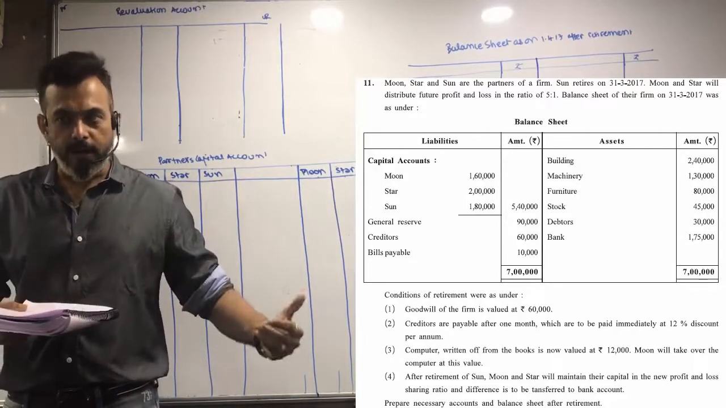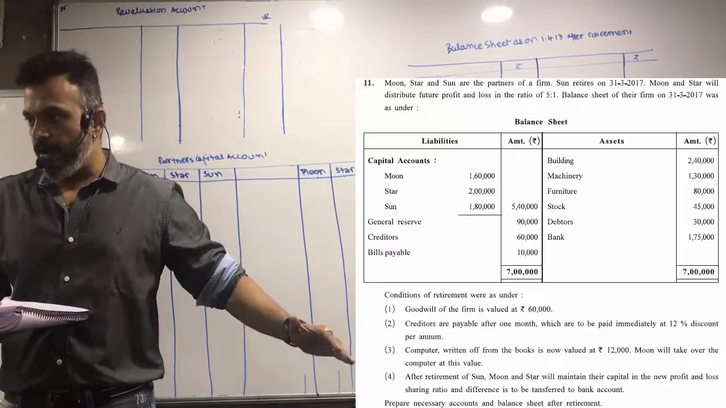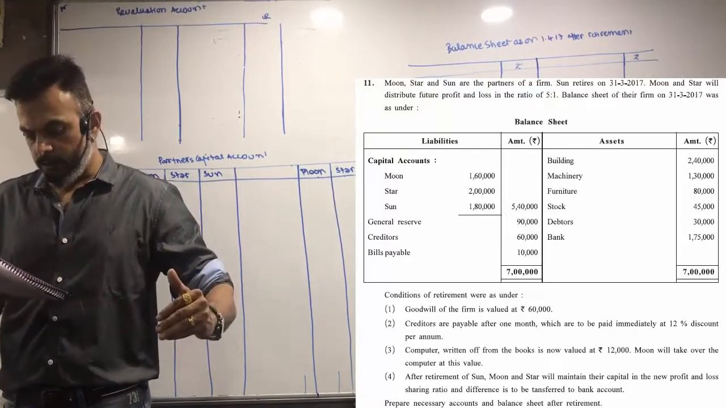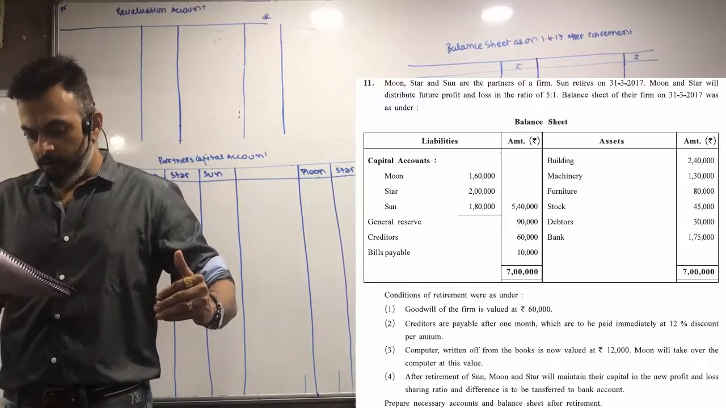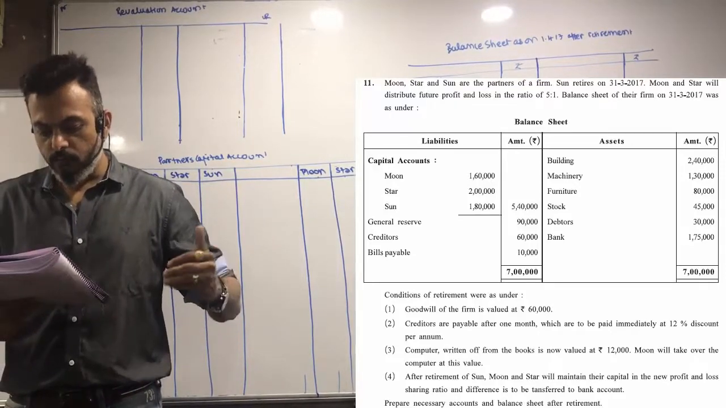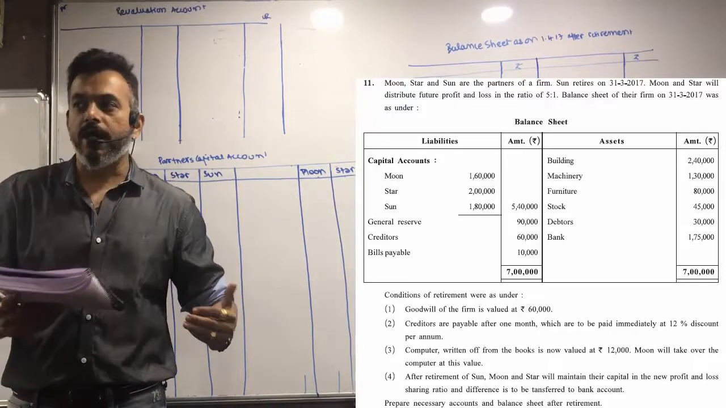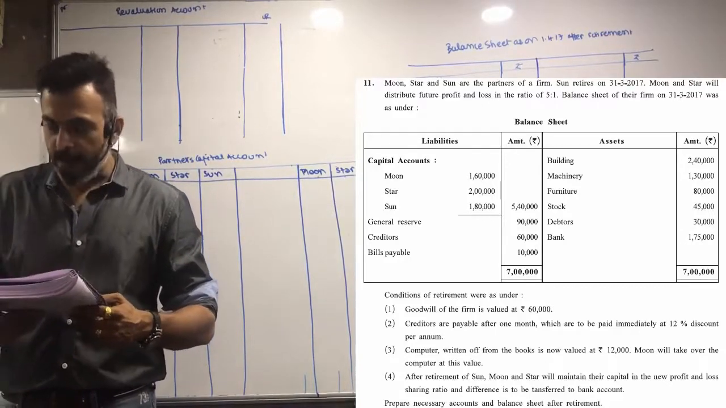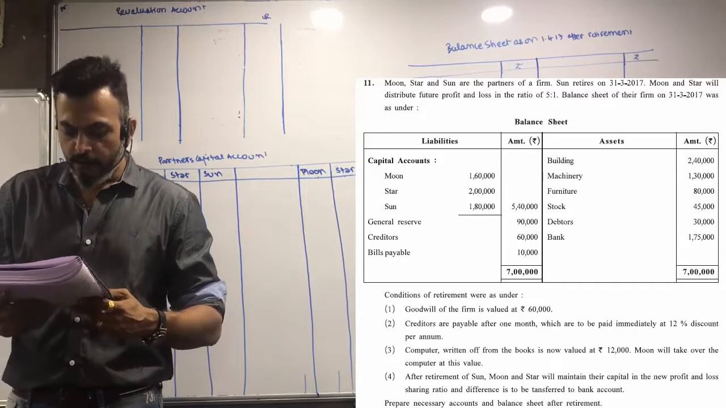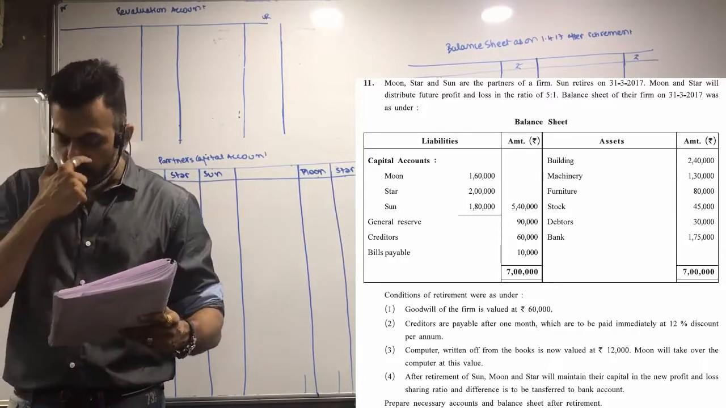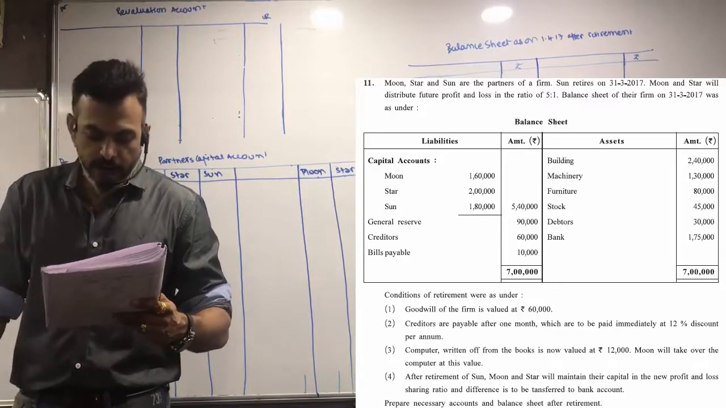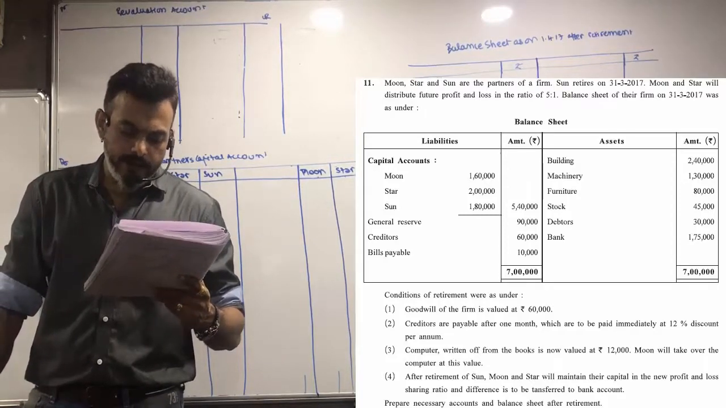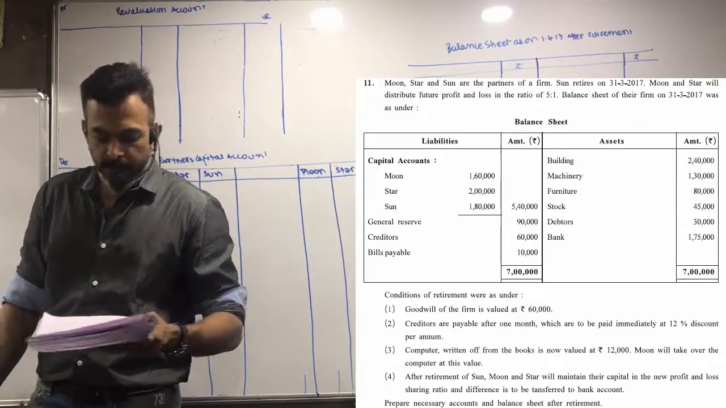Earlier there was a computer, which you have written off, meaning it is no longer in our balance sheet. That computer is now valued at 12,000. Moon will take over the computer at this value. We'll see this later. After retirement of Sun, Moon and Star will maintain the capital in the new profit loss sharing ratio and the difference is transferred to the bank account. Okay. Prepare necessary account and balance sheet.